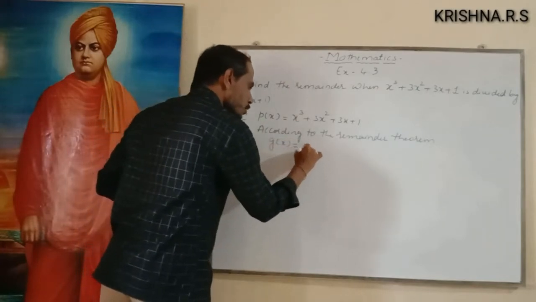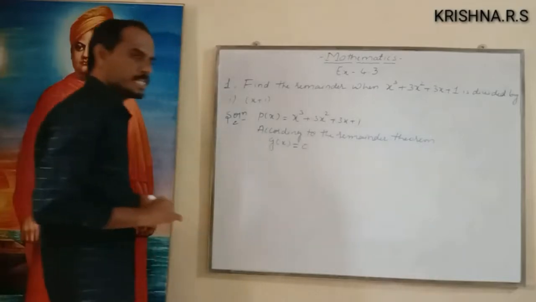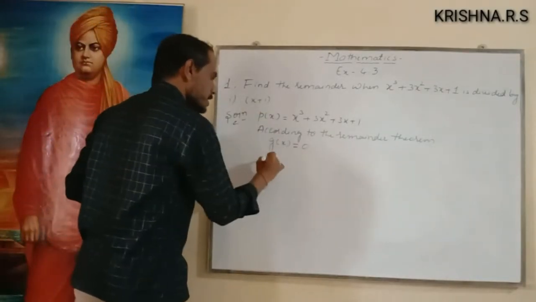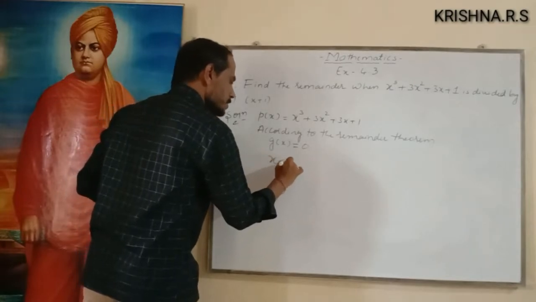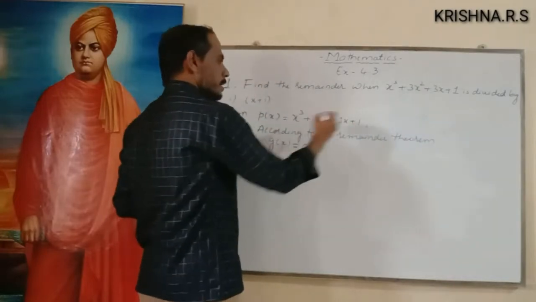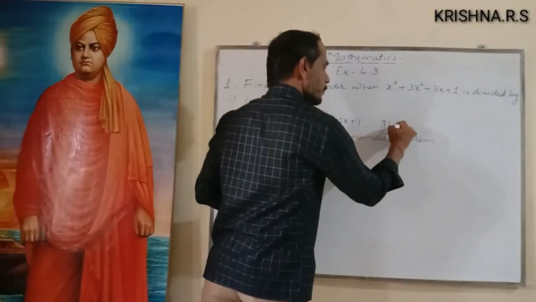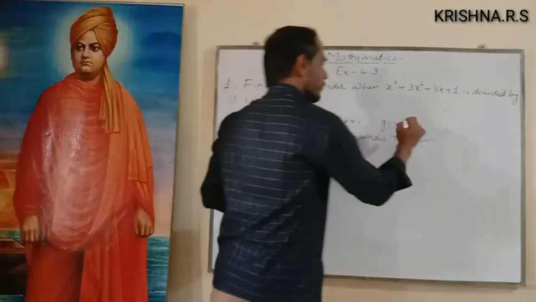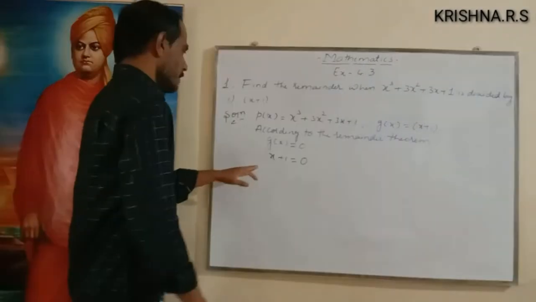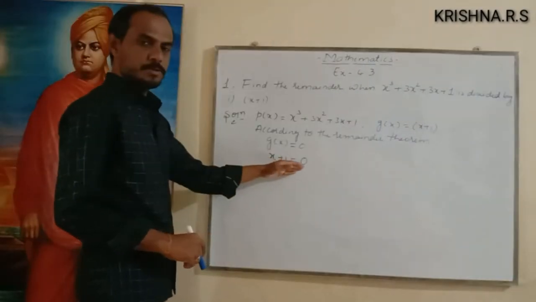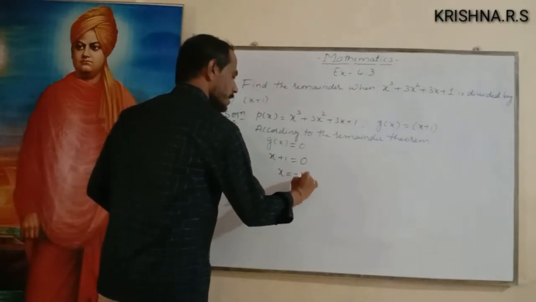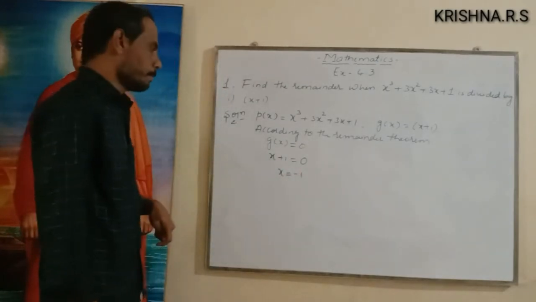It is a step of the solution. The g of x is equal to 0. According to the remainder theorem, g of x equals 0, which is nothing but x plus 1 equals 0. Otherwise, you can write it here, students. In question number 1, g of x is equal to x plus 1. Next step, x plus 1 is equal to 0. Next step, x is equal to minus 1.